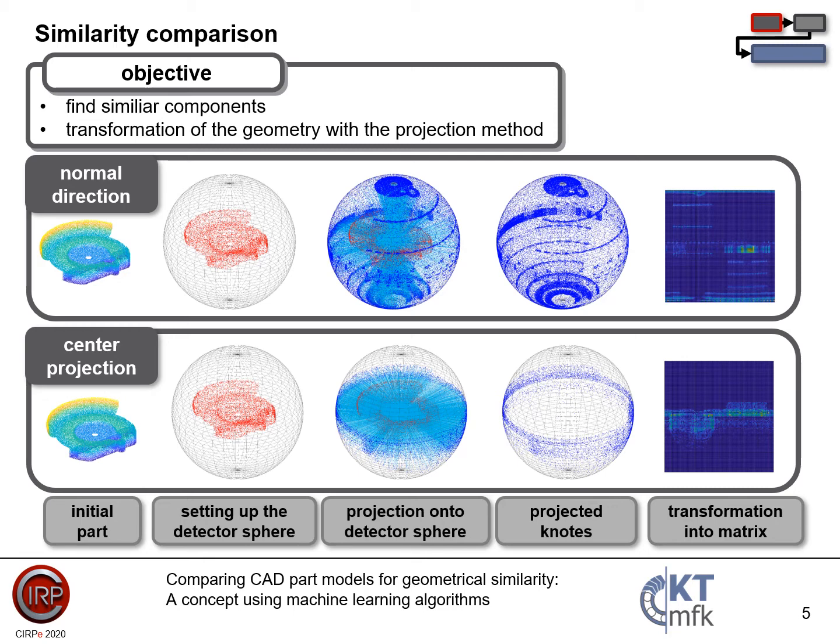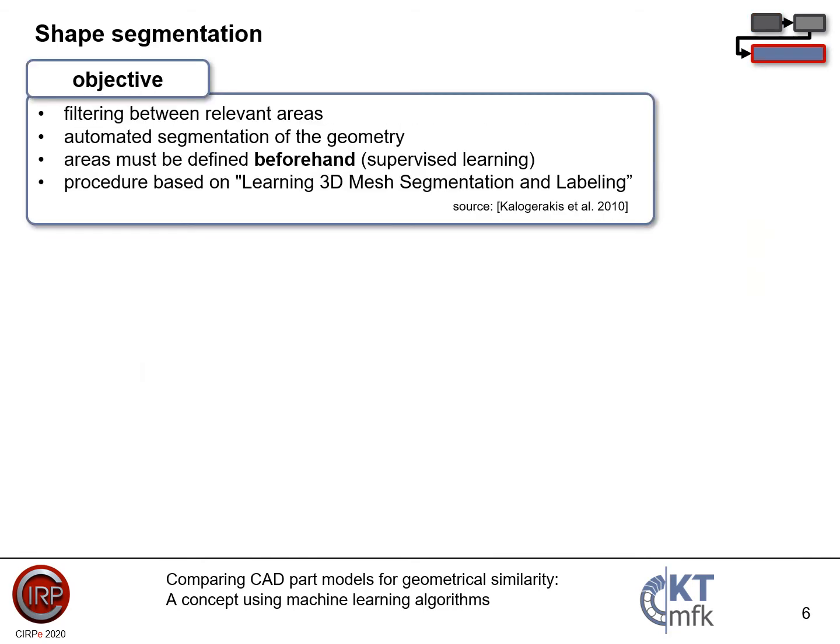And these matrices are then the basis for the next step, the comparison with the correlation coefficient. Another very important aspect of the concept is the shape segmentation of the part. In this step, the mesh of the search part is segmented with machine learning algorithms into different areas. This geometric feature must be defined beforehand by the user, and therefore the whole process is supervised learning.